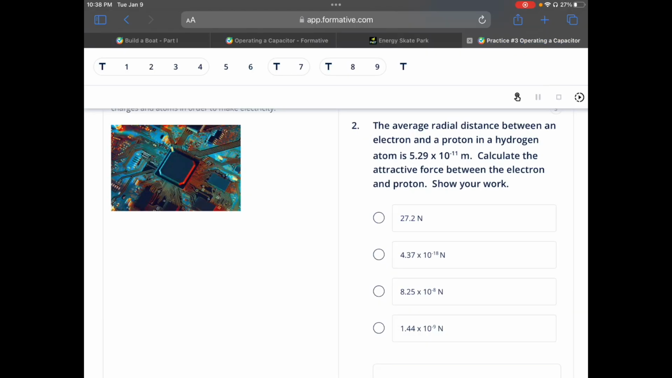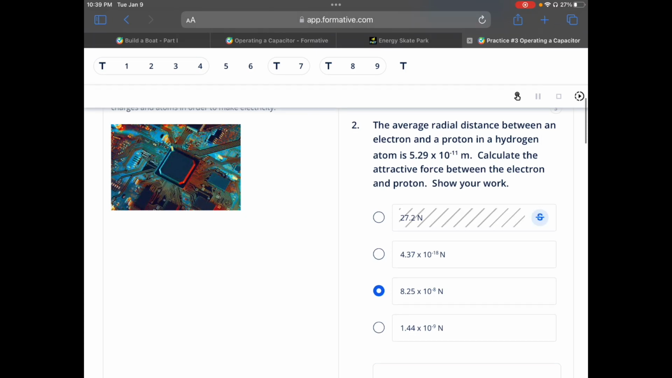In my head, this number makes sense because it's showing me that the force is not too small, like 10 to the negative 18th newtons is too small. The electric force is very big compared to the gravity force. But it's also still on microscopic scale, so it should not be a large number of newtons here.